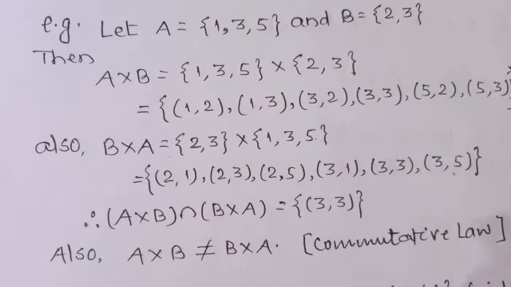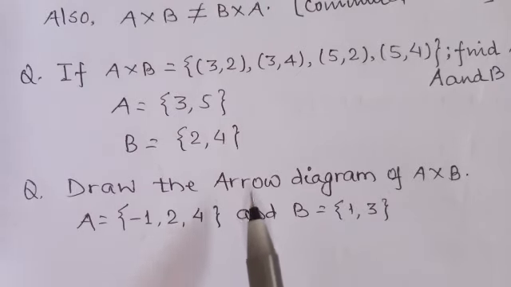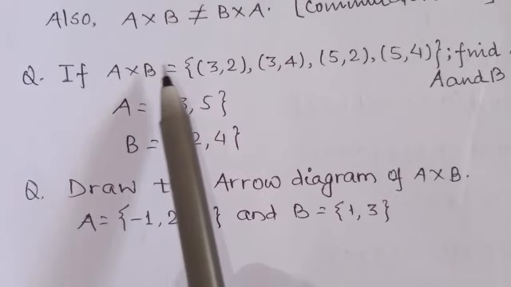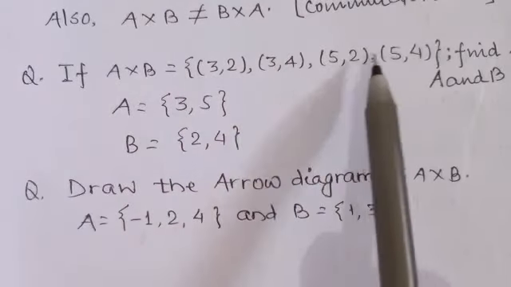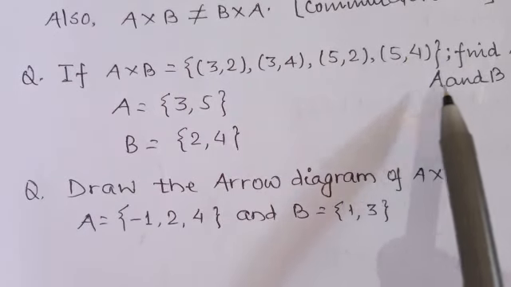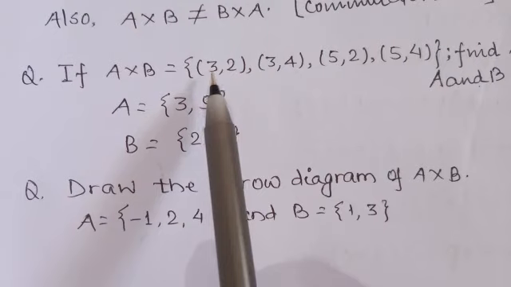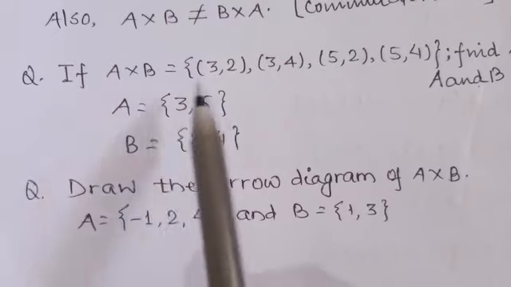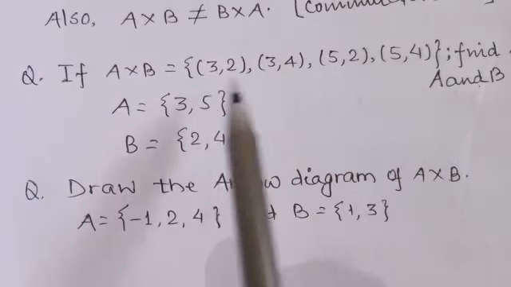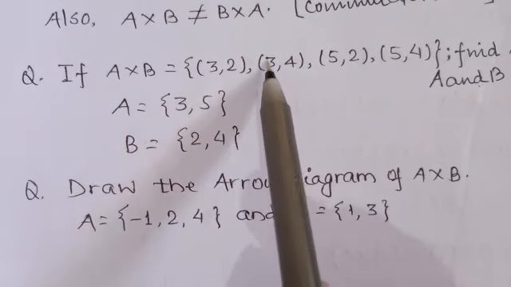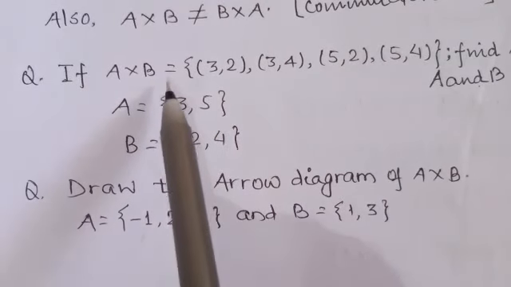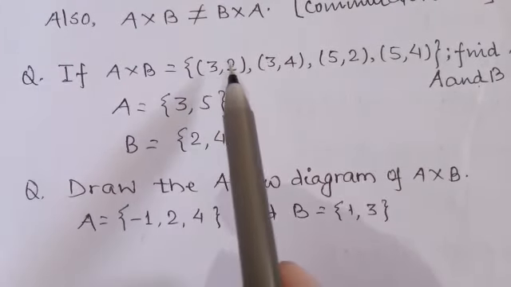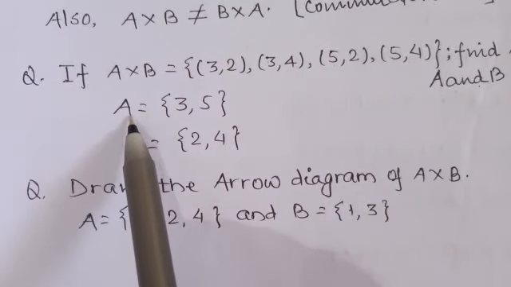Now see the next type. In the next type, see how we find A and B. If A cross B is (3, 2), (3, 4), (5, 2), (5, 4), then find A and B. Each element is an ordered pair, so the first element is of set A and the second element is of set B. See, A is 3, 3, 5, 5. But you already know a set has no repeated element. So 3, 5 are the elements of set A.